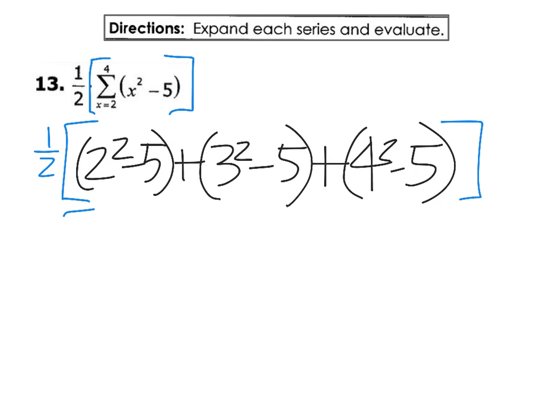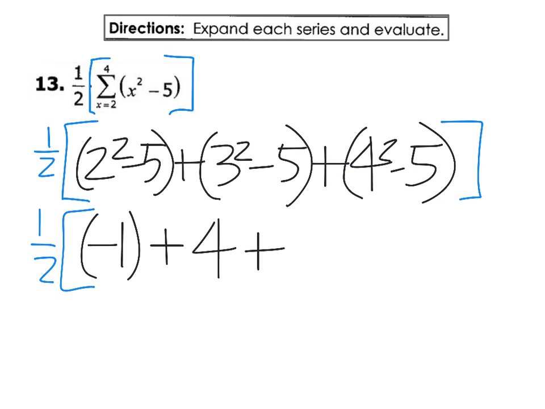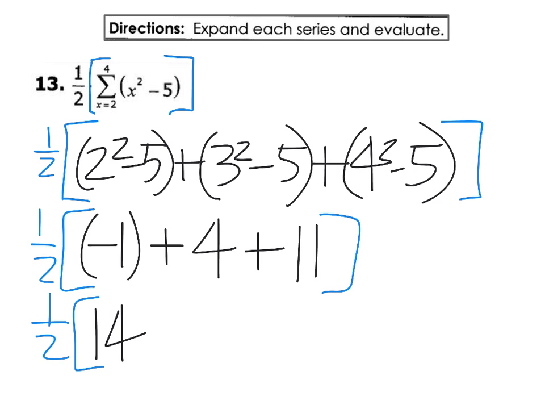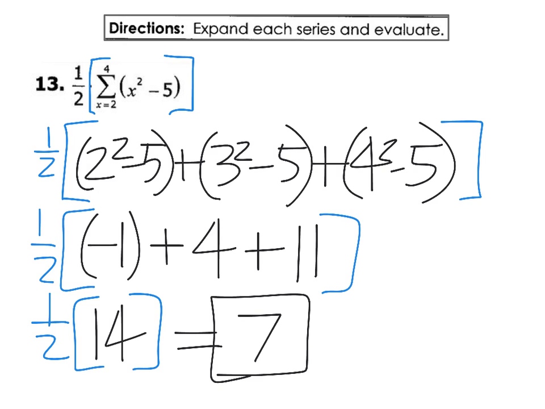All right, so we leave the 1/2 on the outside. Then we do 2 squared gives us 4, minus 5 gives us -1, plus 9 minus 5 gives us 4. 16 minus 5 gives us 11. We've got 1/2 times. We do -1 plus 4 plus 11 gives us 14. Now we just do 1/2 times 14, or 14 divided by 2 gives us 7. And that's our final answer.